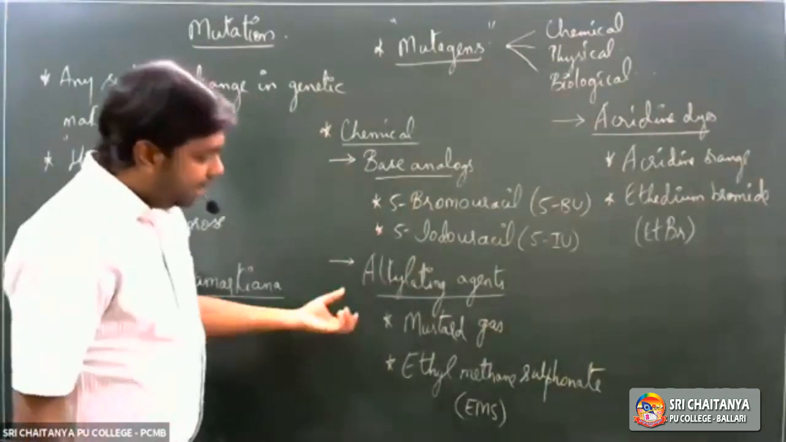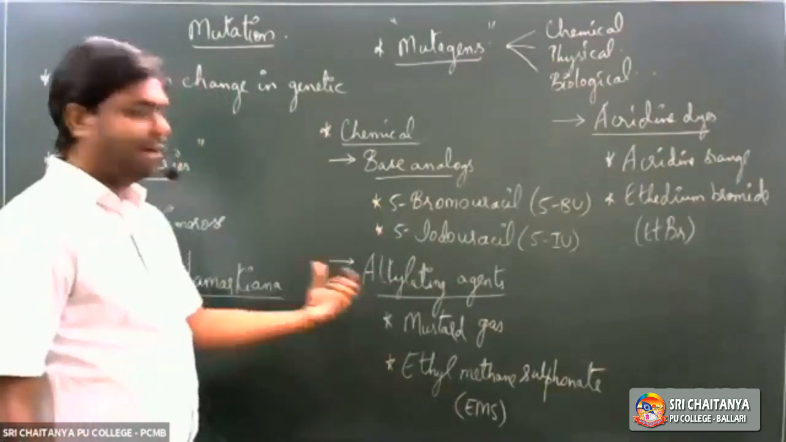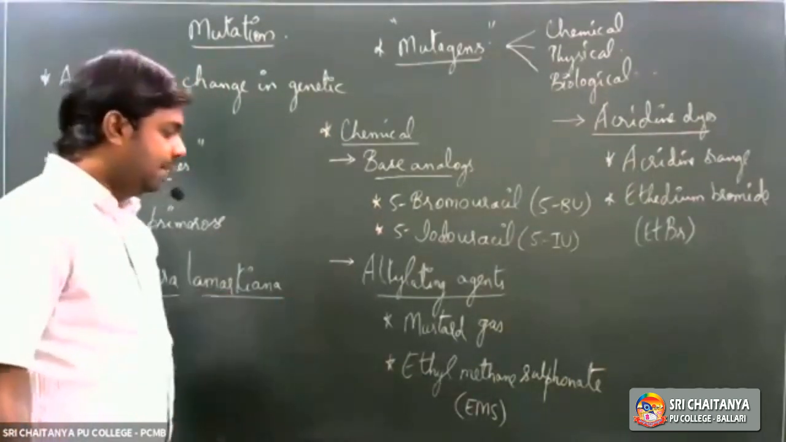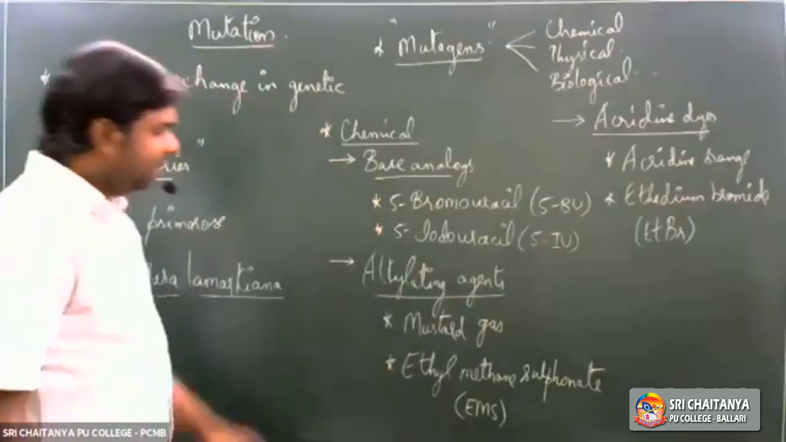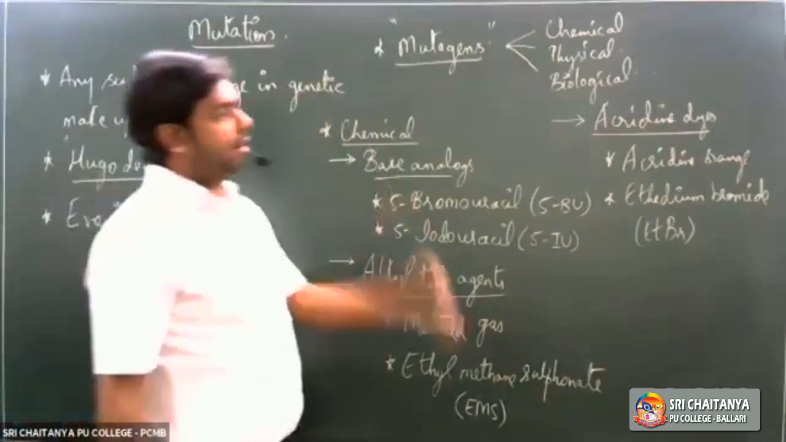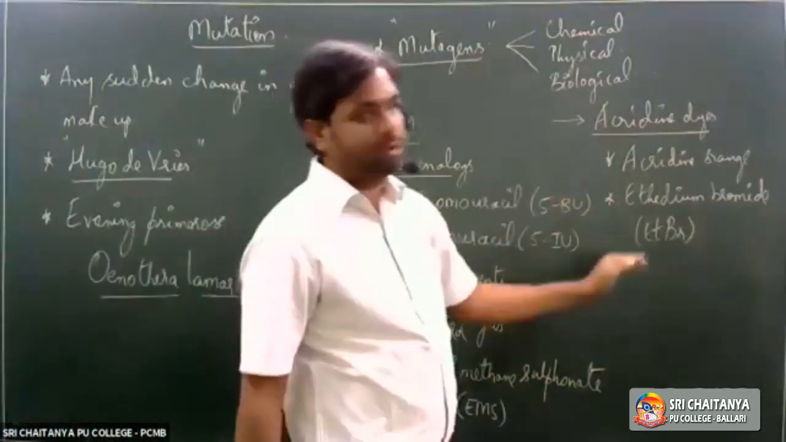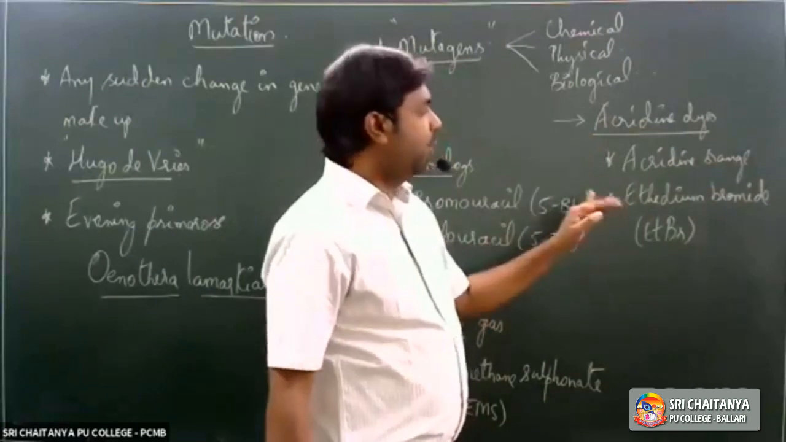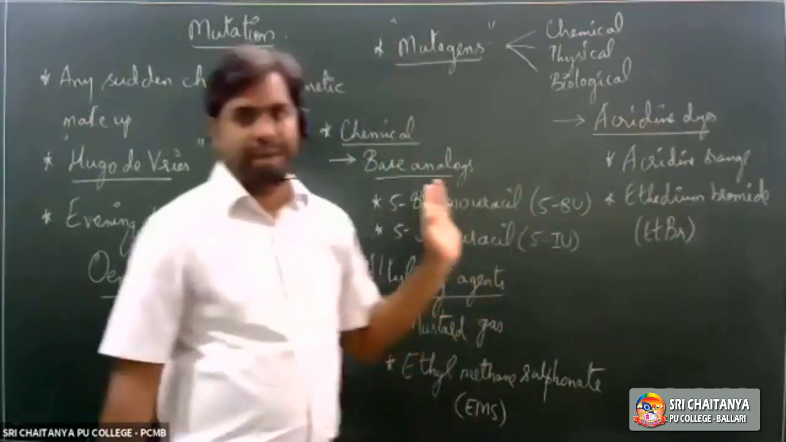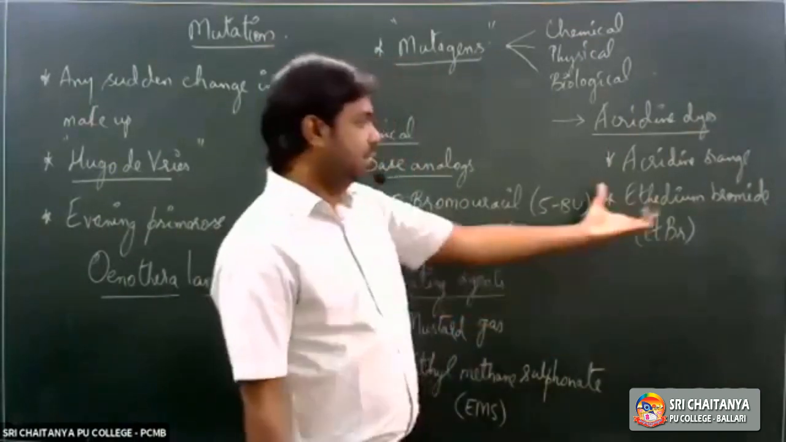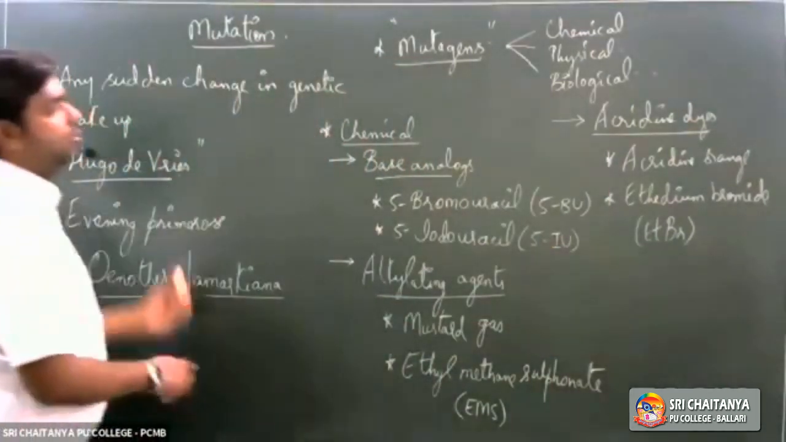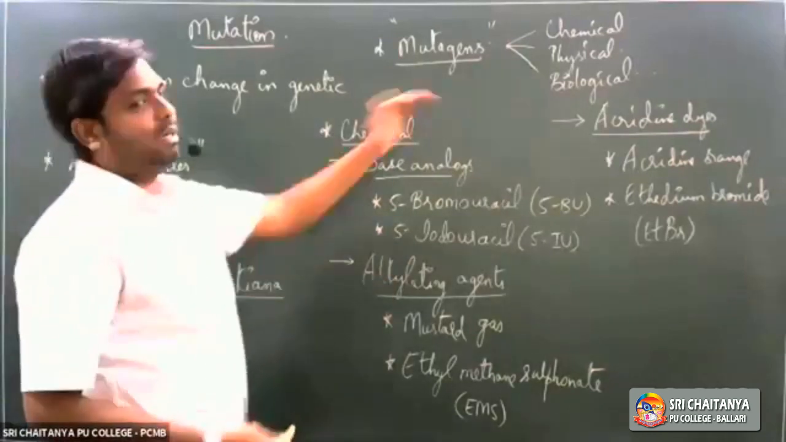Then we have alkylating agents. A few examples of alkylating agents: we have mustard gas as well as ethyl methane sulfonate, EMS. Then we have acridine dyes. Again, a couple of examples here. One is acridine orange and the other one is ethidium bromide. We usually use it in gel electrophoresis for staining the DNA, right? Ethidium bromide. So all these we put under the chemical mutagens.